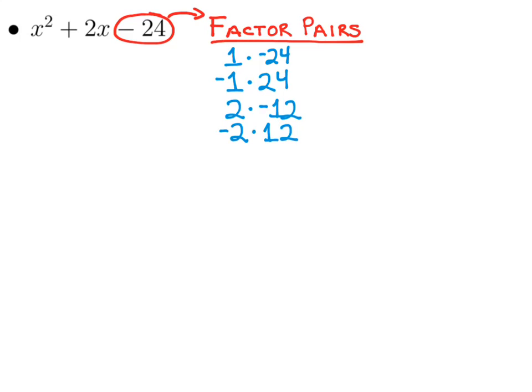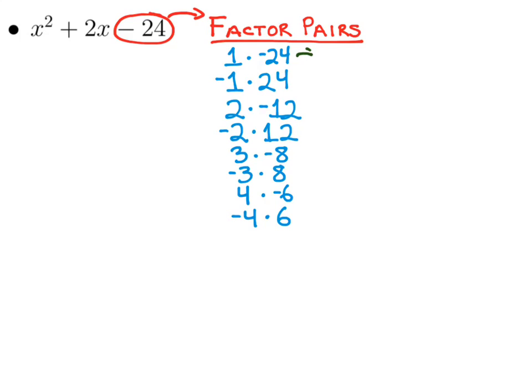You'll notice that these factor pairs almost always come in pairs themselves. 3 times negative 8, negative 3 times 8, and we're not done yet. 4 times negative 6, and negative 4 times 6. That's 8 factor pairs to get to negative 24.